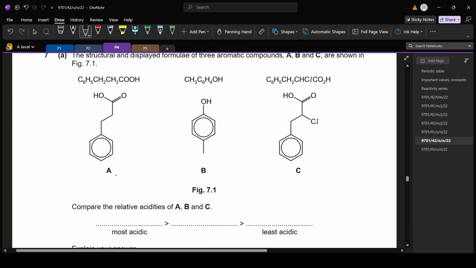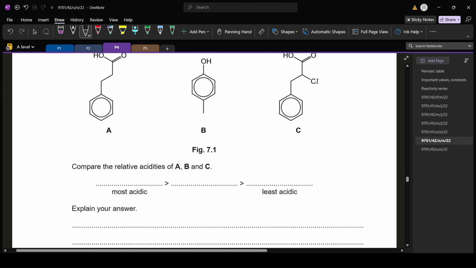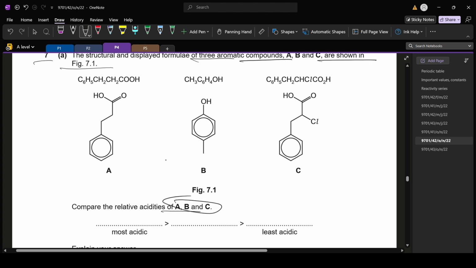Now moving towards next question, question number 7. The structural and displayed formulae of three aromatic compounds A, B, and C are shown in figure 7.1. Compare the relative acidities of these A, B, and C. So which one is most acidic? The acidic one will have an acid group. So this carboxylic acid group is an acid. But which of them will be more acidic?